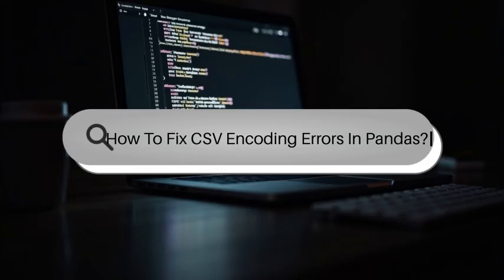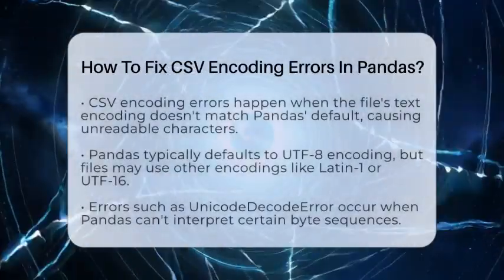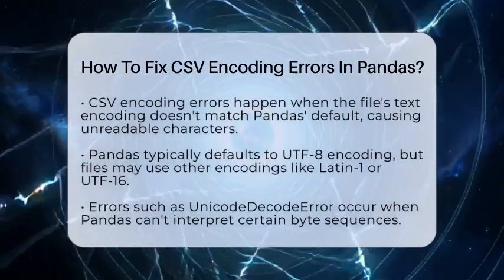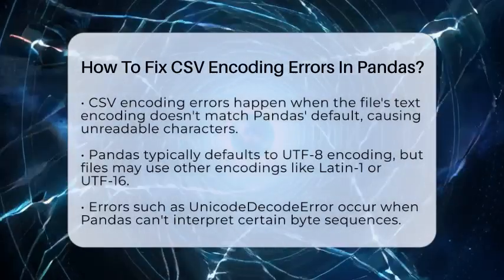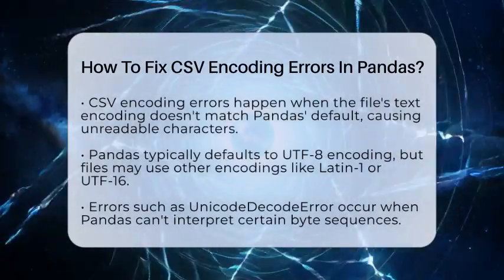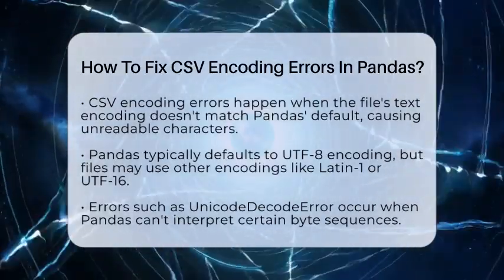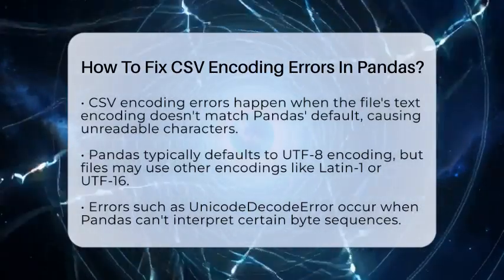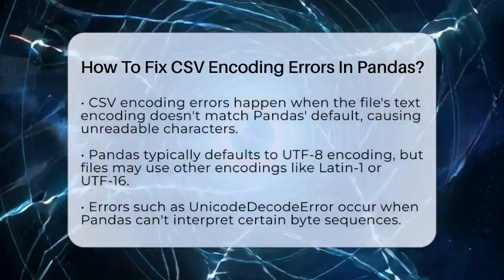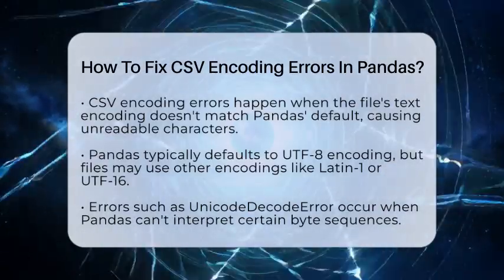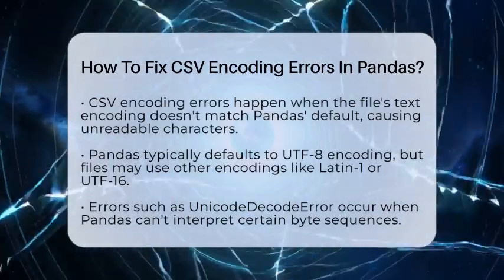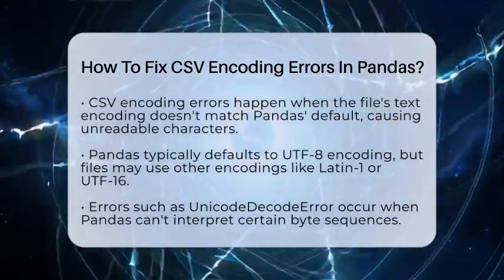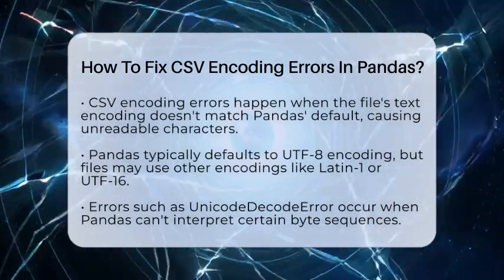How to fix CSV encoding errors in Pandas. Imagine trying to open a file and seeing a jumble of strange characters instead of your data. That's often what happens when there's an encoding mismatch. When working with CSV files in Pandas, encoding errors are common because the text encoding of the file doesn't match what Pandas expects. Usually, Pandas defaults to UTF-8, but many files use other encodings like Latin 1 or UTF-16.